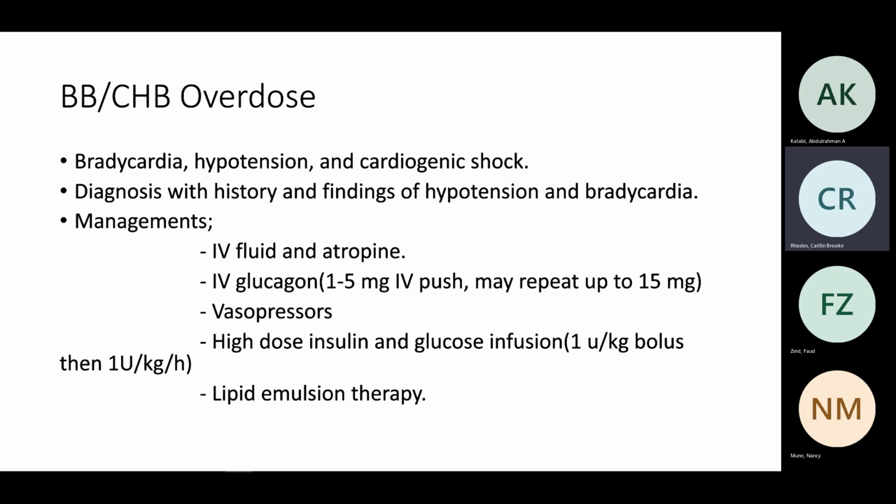Before you do that, make sure the patient is not hypokalemic. Make sure the patient's blood sugar is at least more than 200, and if low, then you have to start D5 with it. So you usually give 1 unit per kg bolus, and then 1 unit per kg per hour, and you can go up to 10 units per kg per hour.